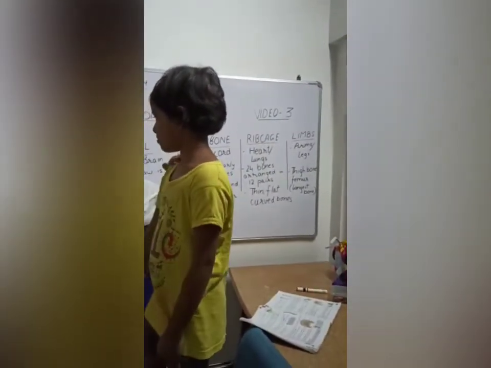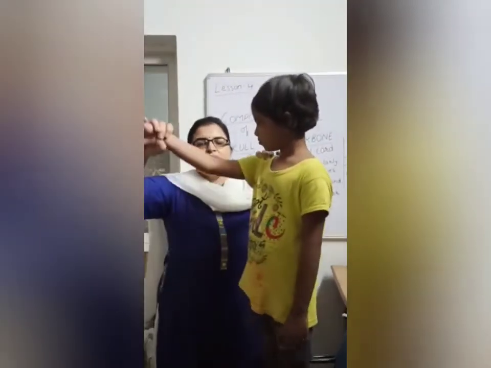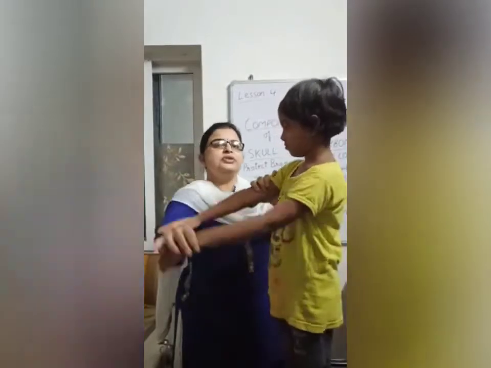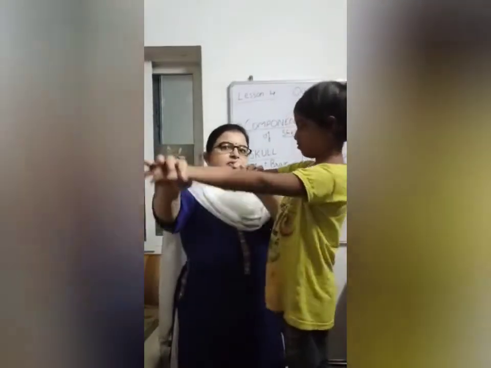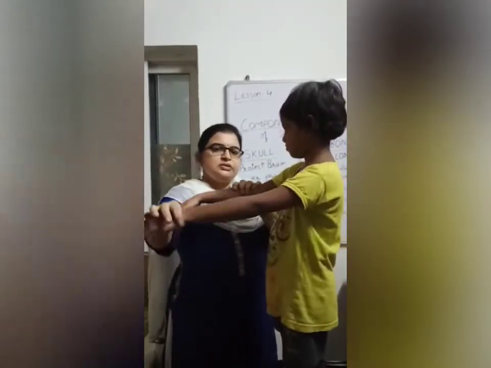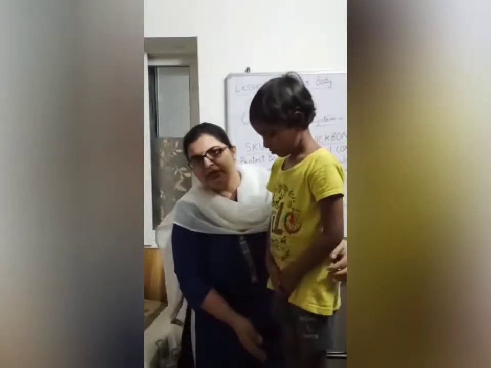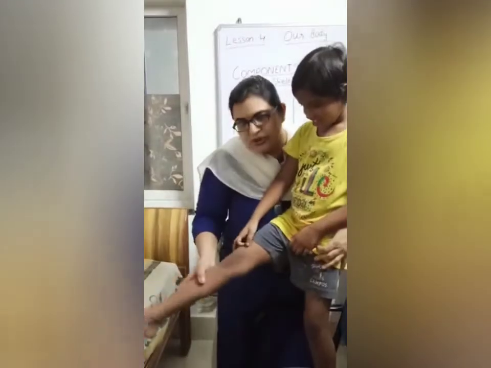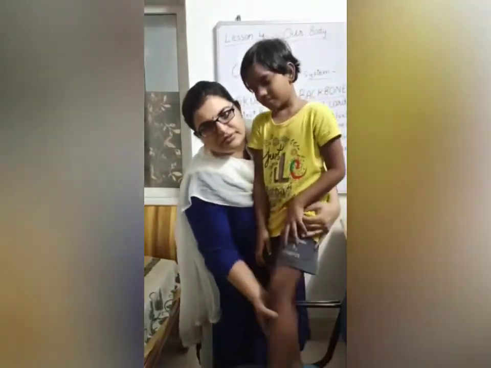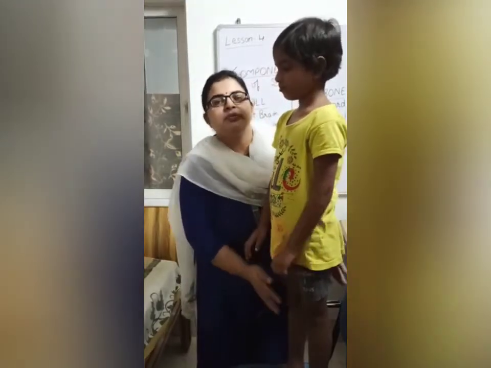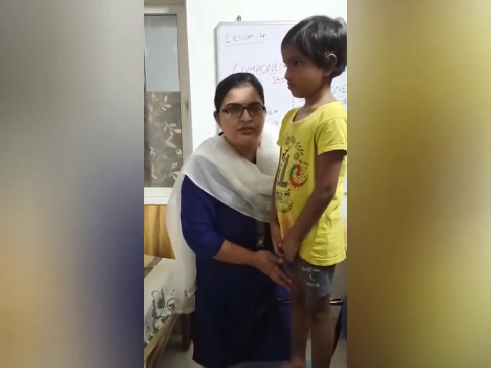Next you have the limbs. We have 2 pairs of limbs. These are the 4 limbs: 1 hand, 2 hands. They help in different movements of the body parts, and we can use our hands. Then we have the legs. See, these 2 are the hind legs, this pair. So these 2 are the legs, and this pair is called the hind legs.